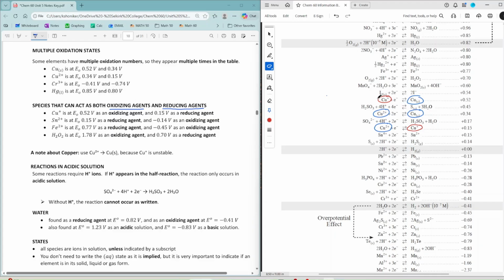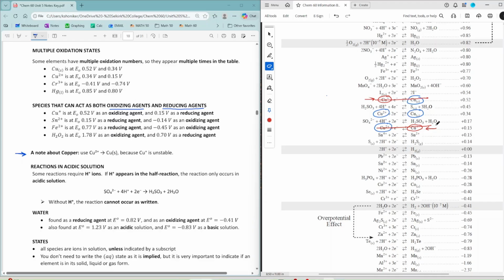If you see here, this is copper 1 plus being reduced to copper solid. This over here is copper 1 plus being oxidized to copper 2 plus. Because of this fact, copper 1 plus is super unstable. I've got this little note about copper down here. Copper plus is not a species that we use very often, so we don't normally look at these 2 reactions. When they ask you about the oxidation of copper or the reduction of copper 2 plus, use copper solid to copper 2 plus, right? Because of this instability of copper 1 plus.